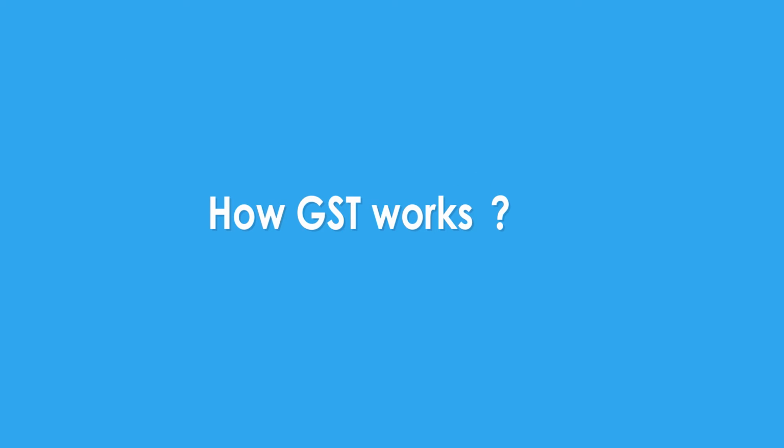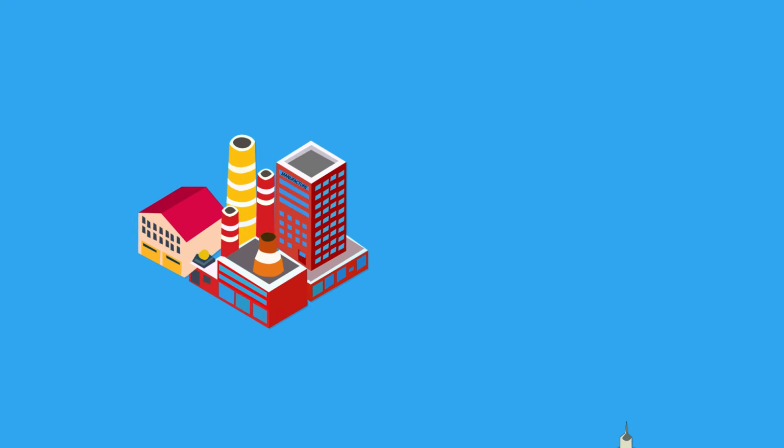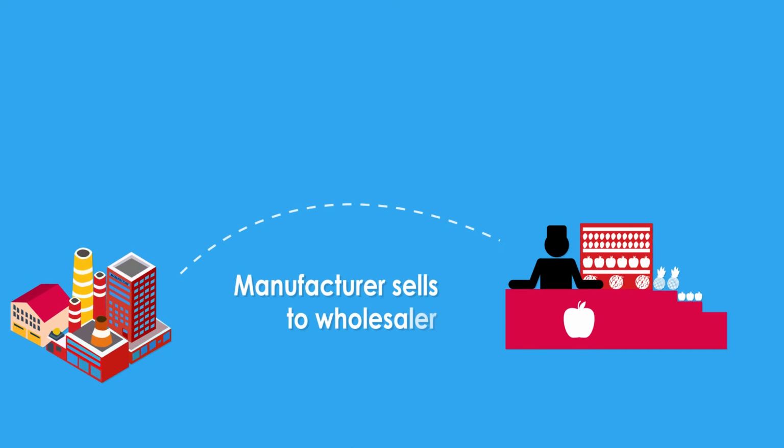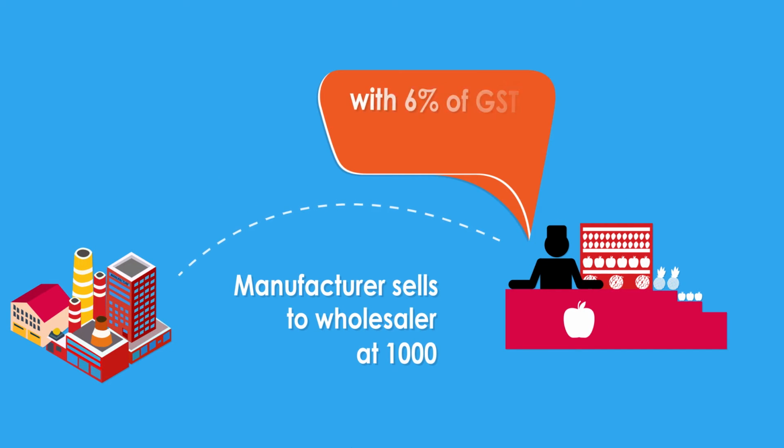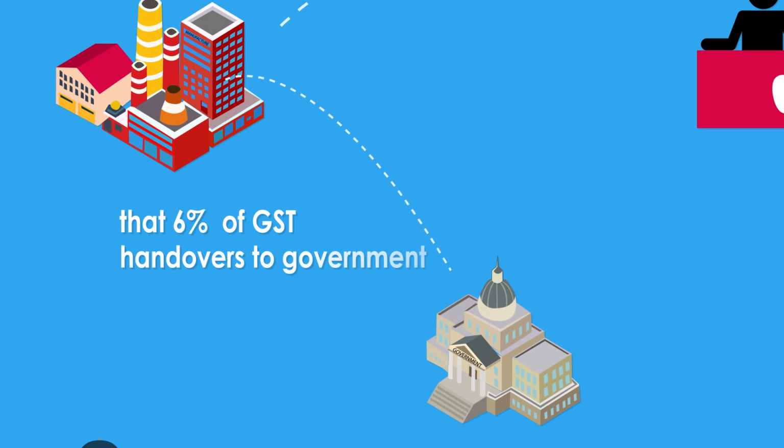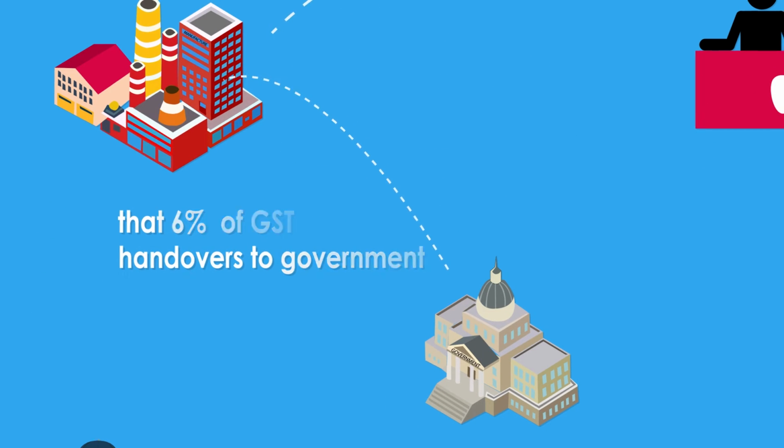How does the GST work? Manufacturer sells to wholesaler at a selling price of 1,000, with GST tax of 6%. Total selling price inclusive of tax is 1,060. Manufacturer hands over the GST collected to the government.